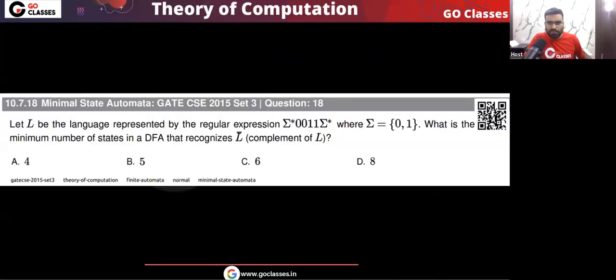Let's solve this GATE 2015 question. Let L be the language represented by the regular expression sigma star 0011 sigma star, where sigma is {0,1}. So the alphabet is binary. What is the minimum number of states in a DFA that recognizes L complement of L?